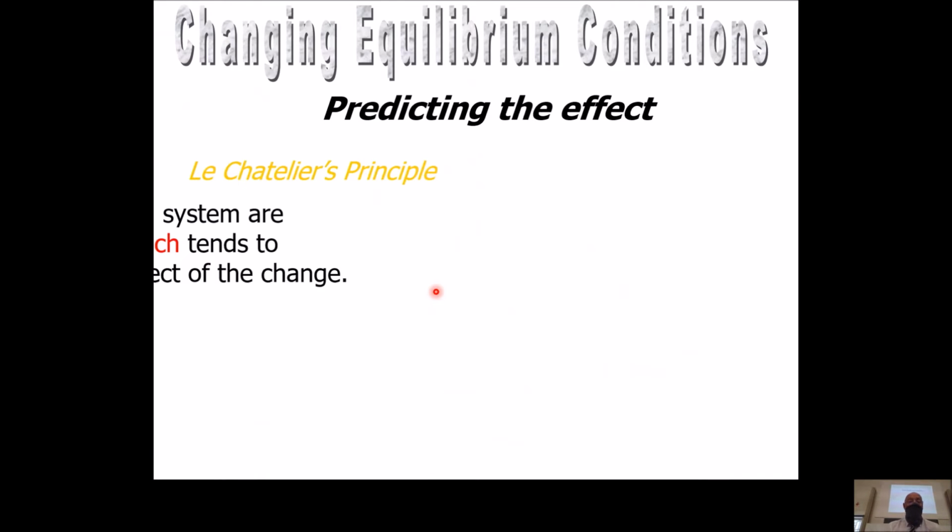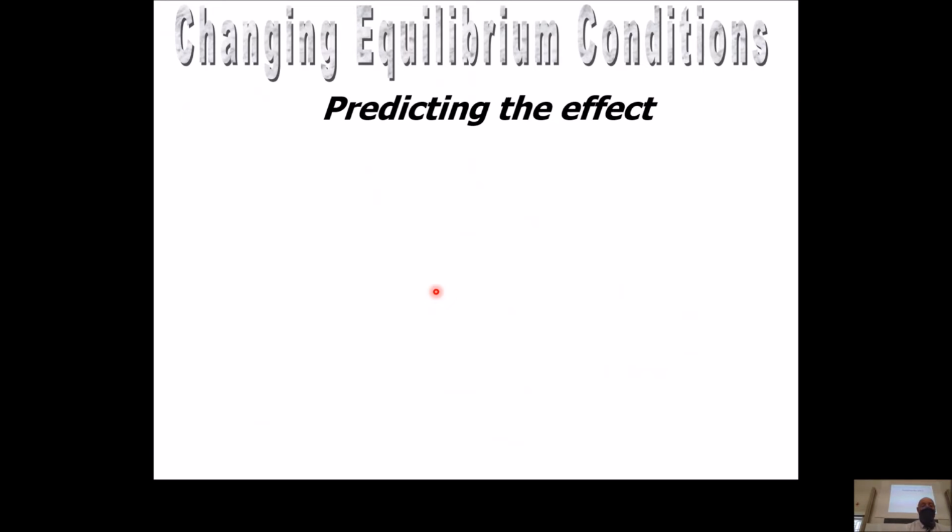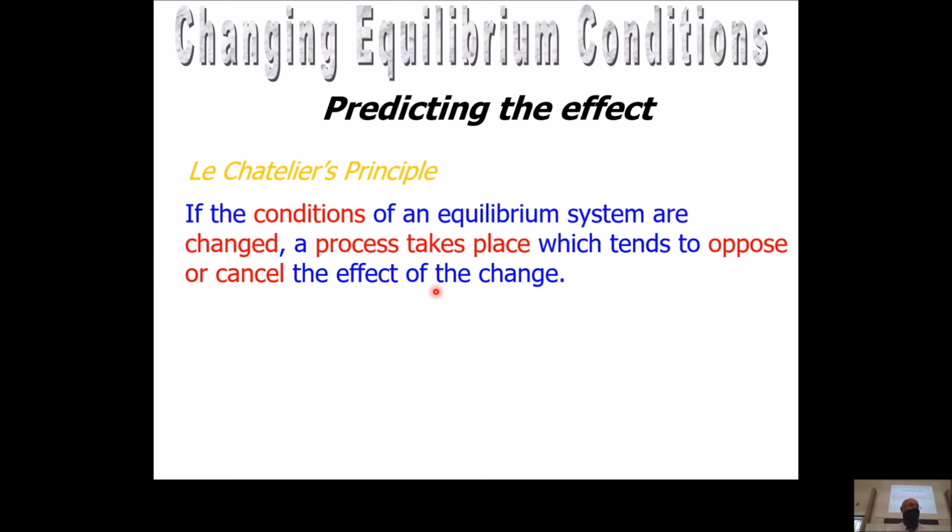So product was added, the equilibrium shifted to the left. So predicting the effect. The guy who first documented this was a guy called Le Chatelier. My French pronunciation is not very good. And that's his principle, which I guarantee you're going to be asked.